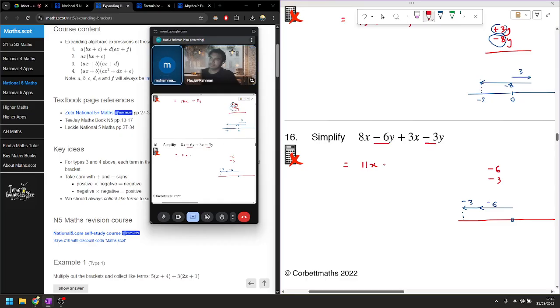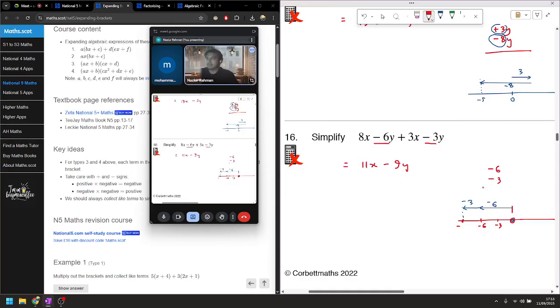Negative 3y. So I start at 0, I go 6 in the negative direction, that takes me to minus 6, and then I go 3 more in the same direction. So that will take me to minus... Minus 3y. Oh, minus 3 is over here. Right, so I go minus 1, minus 2, minus 3, minus 4, minus 5, minus 6, and then I go 3 more. Minus 9. Minus 9y. Okay.